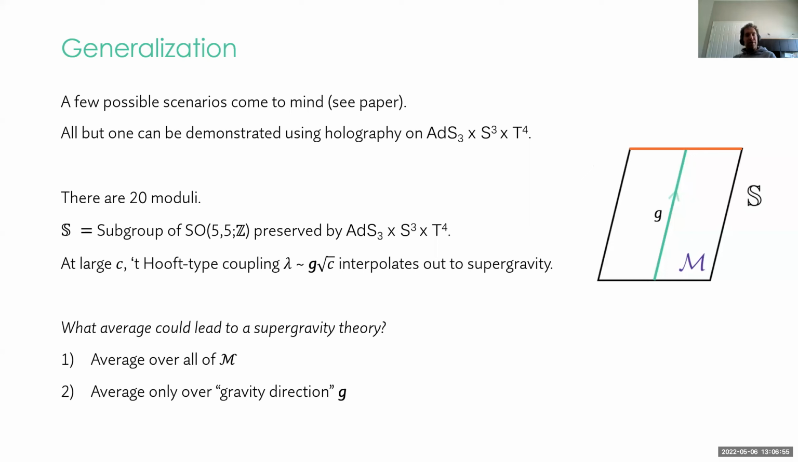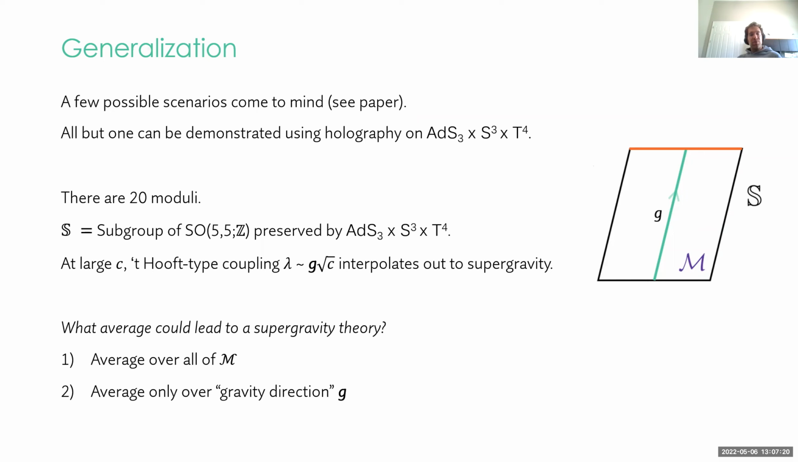And at large c, we know that there's a 't Hooft type coupling, which interpolates out to supergravity, right? There's some direction g, and so g times root c forms a 't Hooft coupling, and at large 't Hooft coupling, you get out to supergravity. So what kind of average would land you on a supergravity theory in the same way that we saw for n = 4? Well, there are two natural possibilities. The first would be to perform an average over the entire conformal manifold.